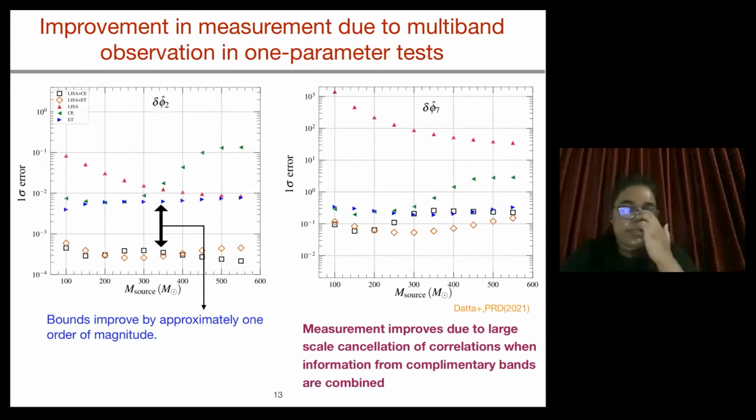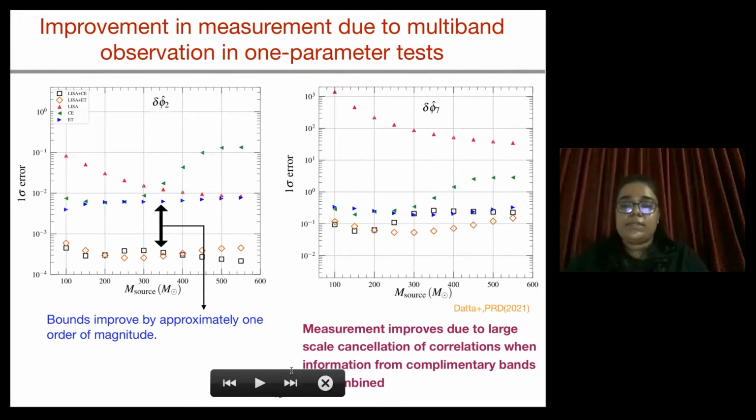This can be traced back to the fact that these correlations are lifted because they are really of opposite nature at both the frequency bands. They are rather complementary. So for example, if the delta phi to chirp mass correlation is positive in LISA, it turns out to be negative in CE. So when you add them, they really cancel, and there is a large scale cancellation of this way between various parameters, which really gives this improvement factor. These are, by the way, from a one parameter test.